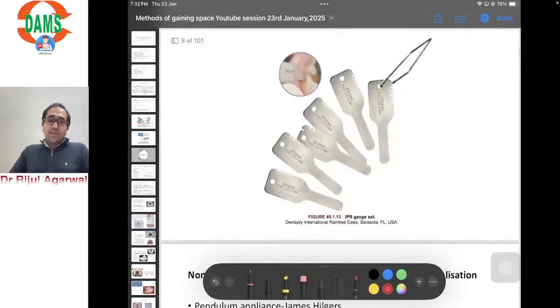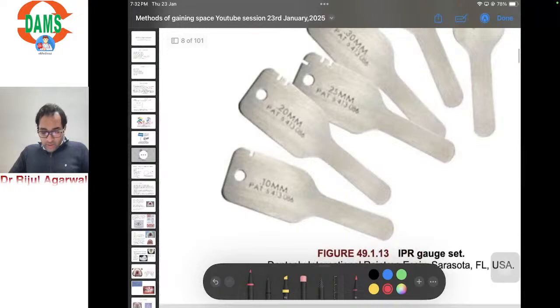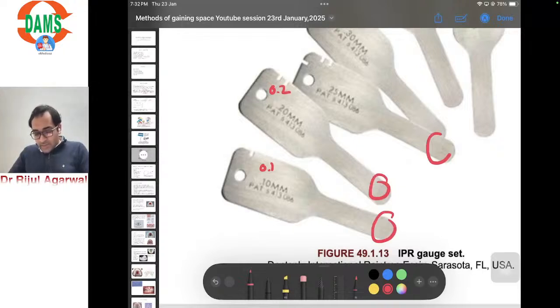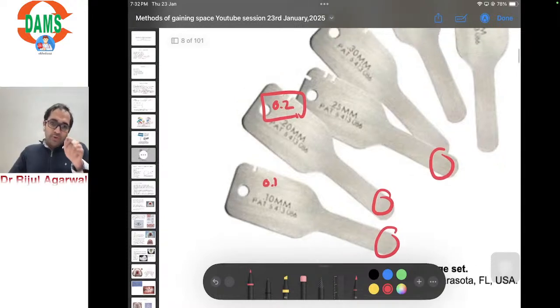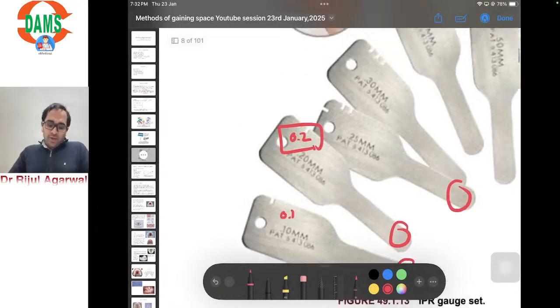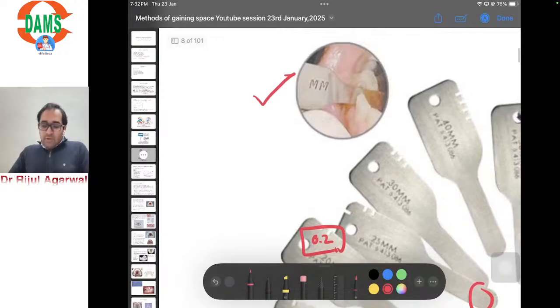Okay, these are the gauges. This is the IPR gauge set. These are used to measure the amount of enamel which is reduced. As you can see, if I zoom in, each disc has some amount of measurement. This is 0.1, this is 0.2 mm. So the thickness of this side is the amount of measurement which is written here. We put it through the contact point, like this, and measure the amount of enamel which is reduced.